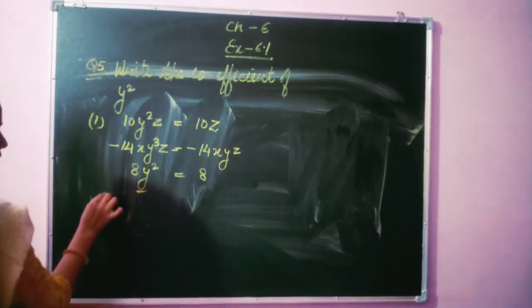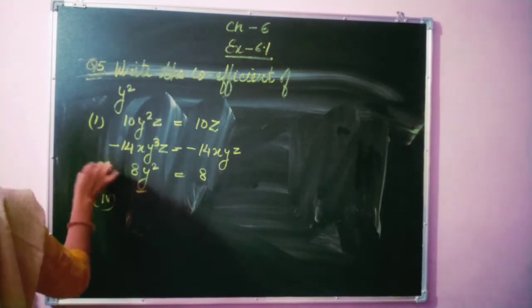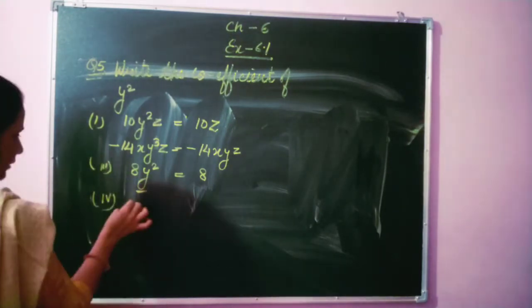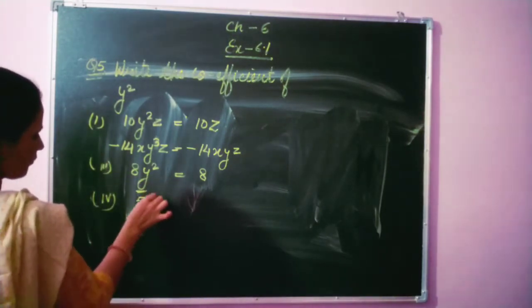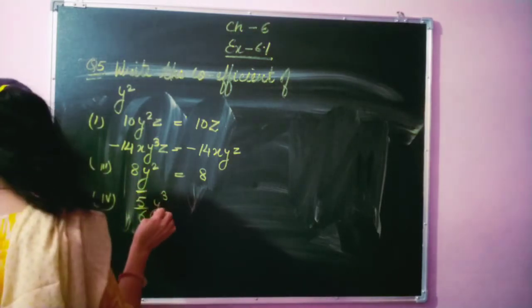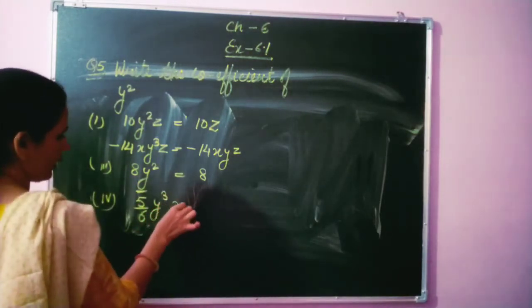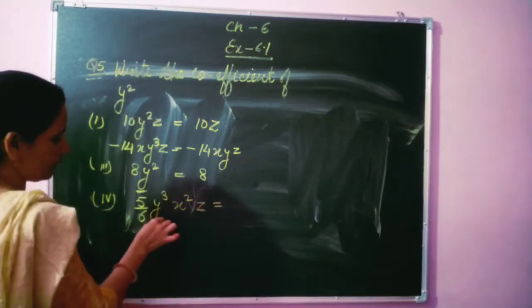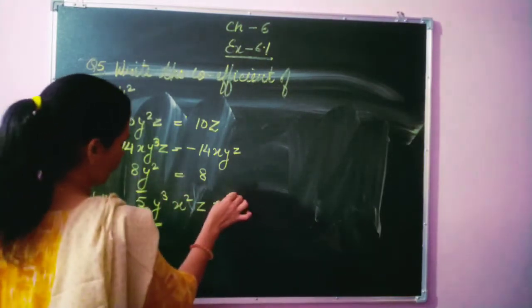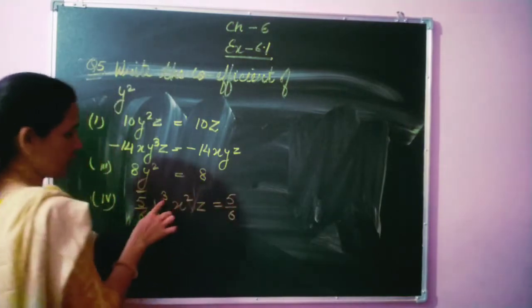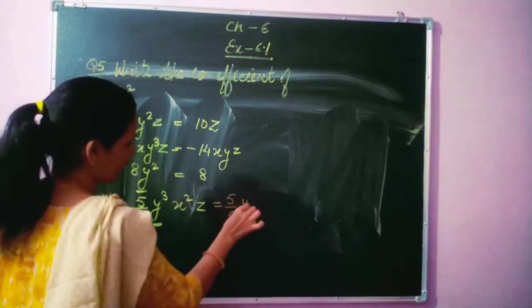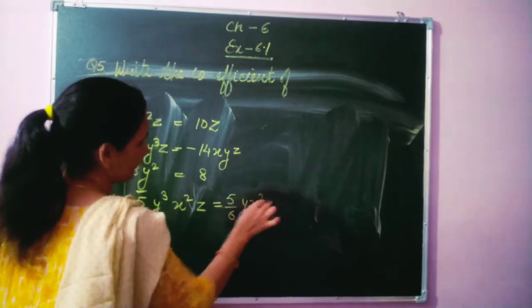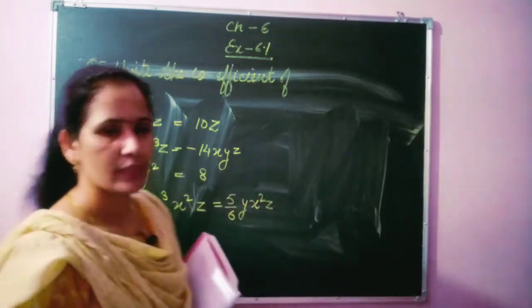Next one is this third part. Fourth part, 5 by 6 y cube x square and z. So students, here we have to take y square. So it's 5 by 6, y square we have taken, here only 1 y, then x square and z. This is the coefficient of y square.